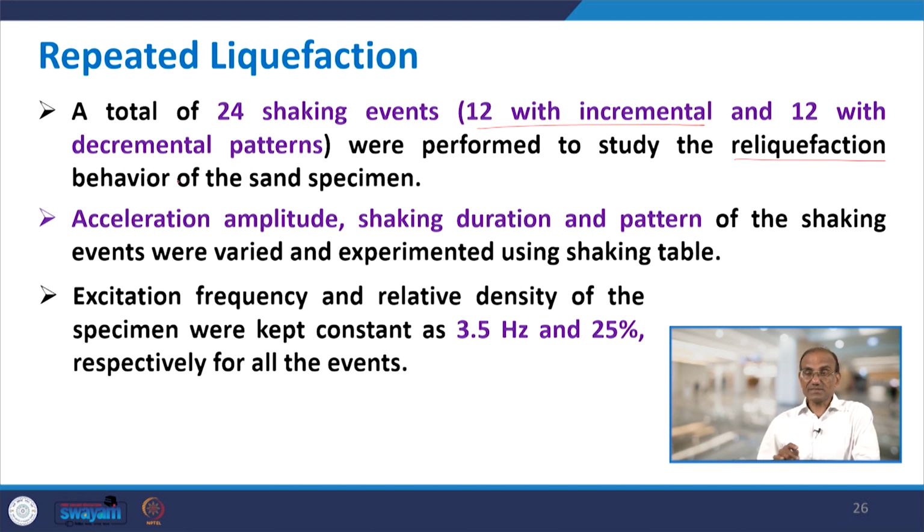As far as reliquefaction is concerned, I think we already discussed that if a site which has already liquefied in the past, in some earthquake or some event, liquefies again in the next shaking, then it will be treated as a reliquefaction. Acceleration amplitude, shaking duration and pattern of the shaking events were varied and experimented using the shaking table, which we already discussed. Excitation frequency and relative density of the specimen were kept constant as 3.5 Hz and 25% respectively for all the events. So, you have excitation frequency as well as relative density.